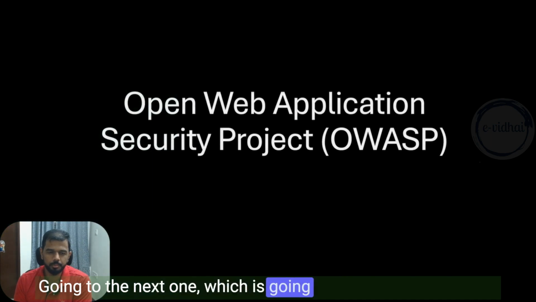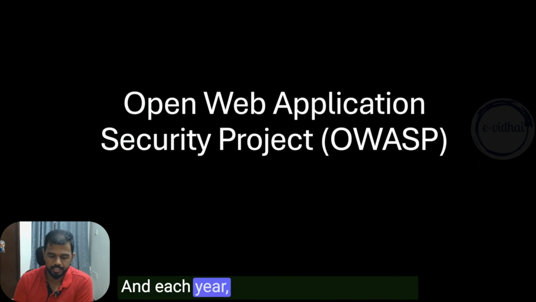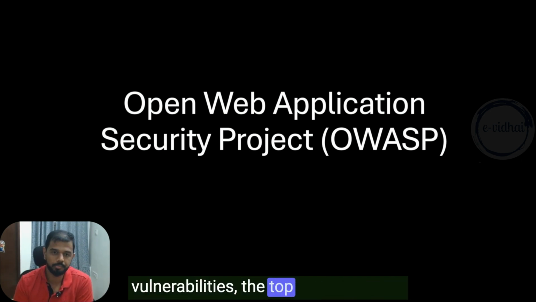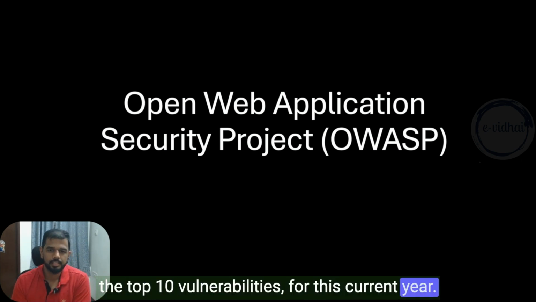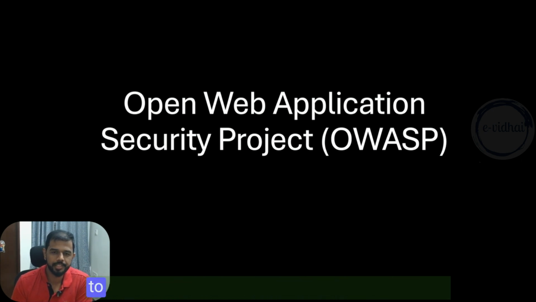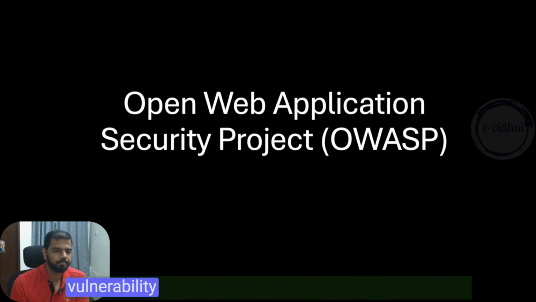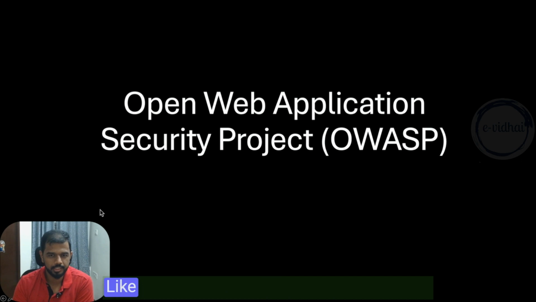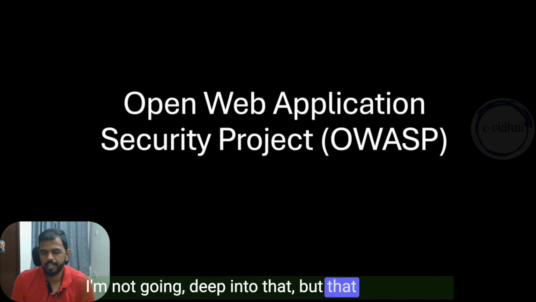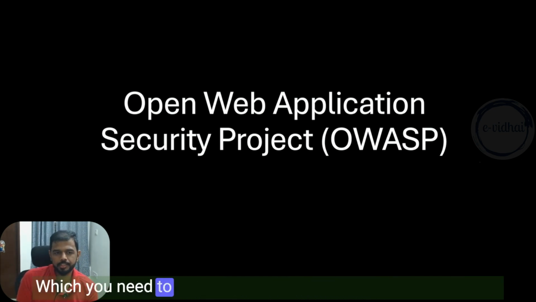Going to the next one, something called OWASP, which is the Open Web Application Security Project, and each year they give you a top 10 list of vulnerabilities. You go to the website and check what the top 10 vulnerabilities are for the current year, and generally that would be the top priority for you to get protected in your application, so that you ensure your application is secure. So always go and refer to the top 10 security vulnerabilities and ensure that you get those protected. I would leave it as an activity for you, if you're interested, go and check it out. I'm not going deep into that, but it can act as a reference point to onboard what rules to apply and what vulnerabilities are openly available, which you need to consider as a top priority to get protected.